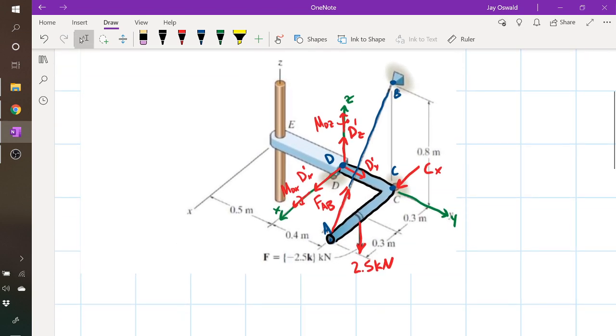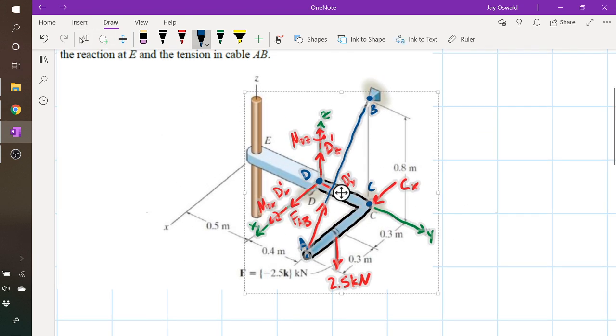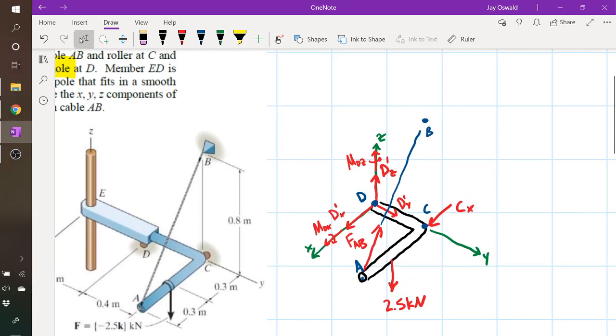And things will get a lot cleaner when I move this. So I'm just going to drag it away. And so there's my free body diagram, right? And so this is my FBD of ACD. And how many unknowns do I have? 7. Yeah, so I have 5 unknowns. Wait, is that right? Yeah, I have 5 unknowns at D. I have the unknown at C, and I have the unknown of the cable. So that's 7 unknowns.